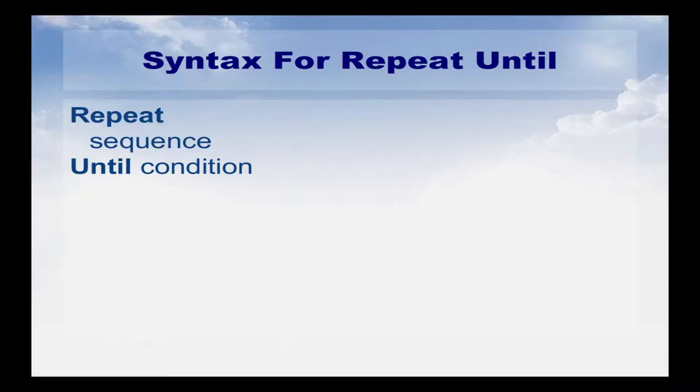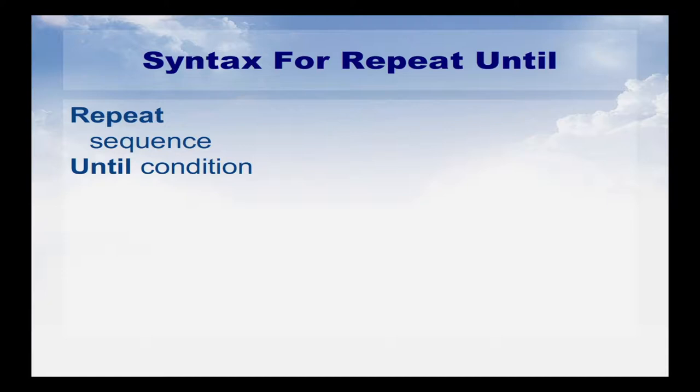Next, the repetitive structure is repeat until. This loop is similar to the while loop, except that the test is performed at the bottom of the loop instead of at the top. Two keywords, repeat and until, are used. The general form starts with the keyword repeat followed by an indented sequence of statements which come under the repeat sequence, and the keyword until followed by a condition.